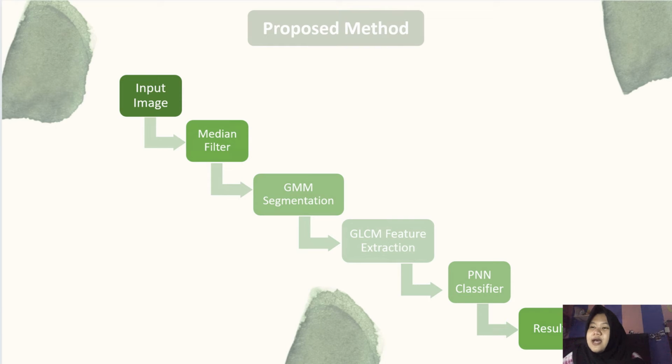The second is applying the median filter. A median filter is used as a first step before the image is further processed. The aim is to reduce noise in the image so that the result of segmentation in the image can be optimized. The third is image segmentation using Gaussian mixture model. Fourth, the GLCM is used as a feature extraction. And the last, the classification using PNN to get the result.